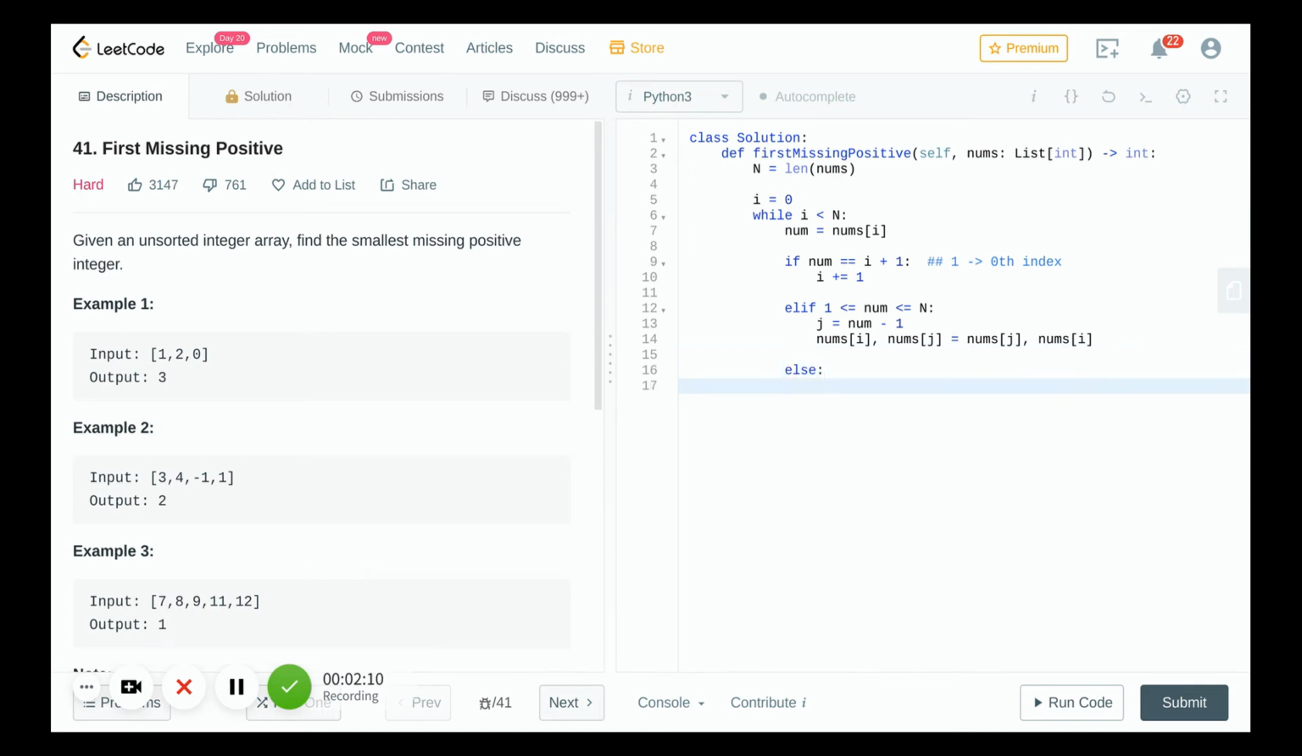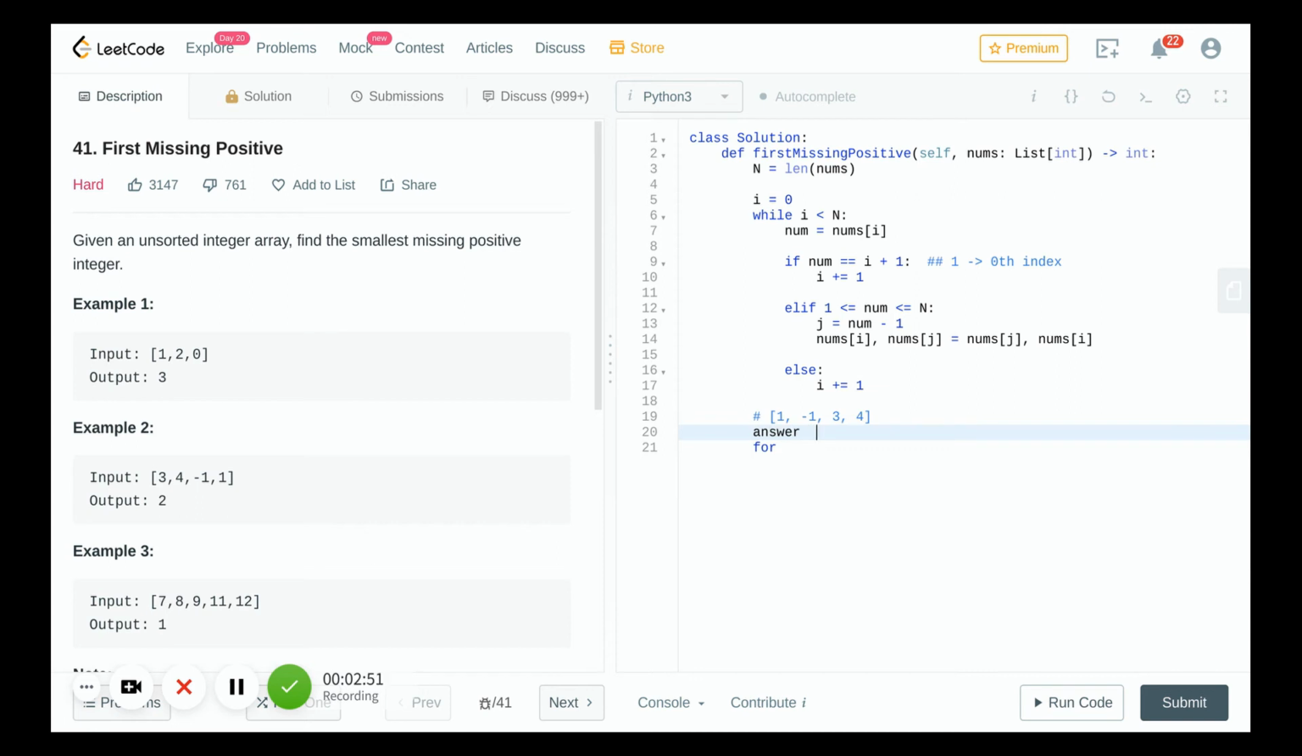Okay. Else, if there are negative integers or this number is out of bound, is greater than n, then I don't need to do anything. This might be the first positive integer. I will keep it as it is and just increase my i. Okay. So now my array should look like, for the given example number 2, my array should look like this now. 1, minus 1, 3, and 4. Now I need to iterate through this array and find the number which is not on its position, which has a missing positive.